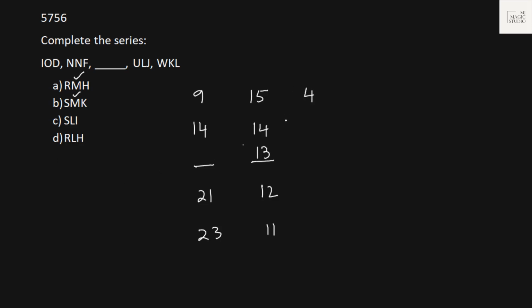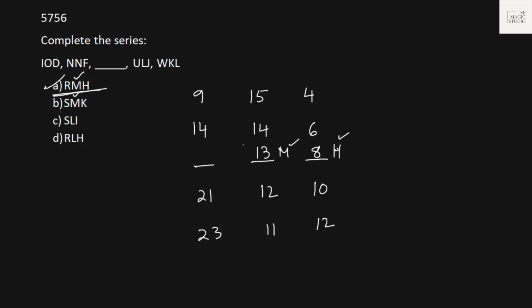Then D4, F6, J is 10, and L is 12. We can see that plus 2, plus 2, plus 2. Here we should have 8, and the 8th alphabet is H. So we are getting MH, bingo. There is only one option with MH.